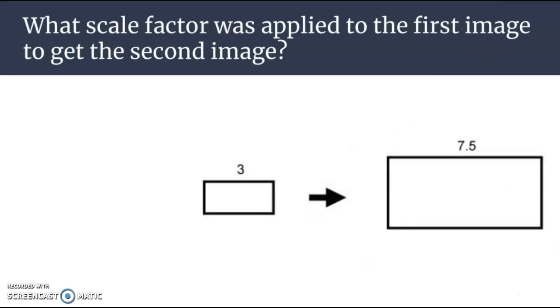Let's calculate some more dilations here. We want to know what scale factor was applied to the first image to get the second image. And just go to that second number divided by the first number. 7.5 divided by 3 is 2.5. The scale factor on this example is 2.5 because 7.5 divided by 3 is 2.5. You could say the second object is 2.5 times as big as the first object.